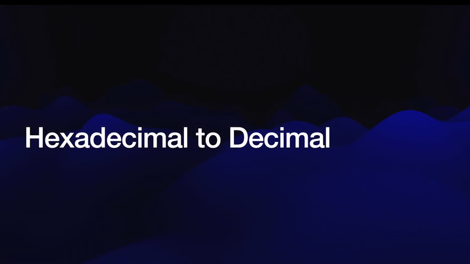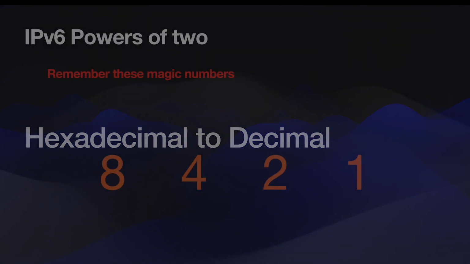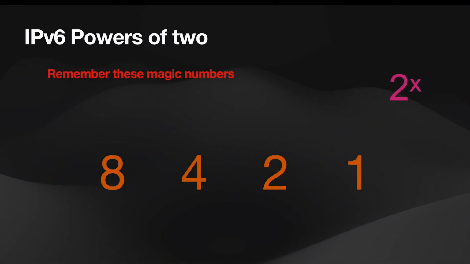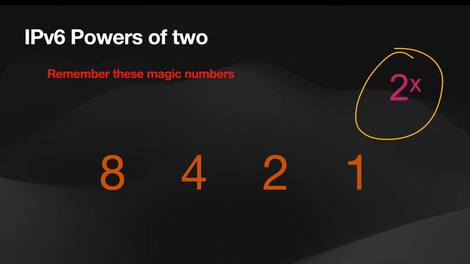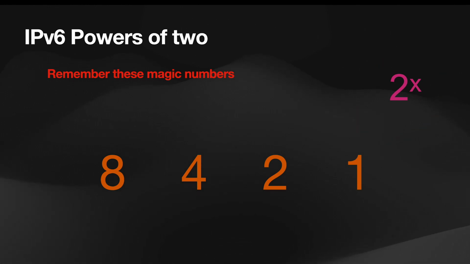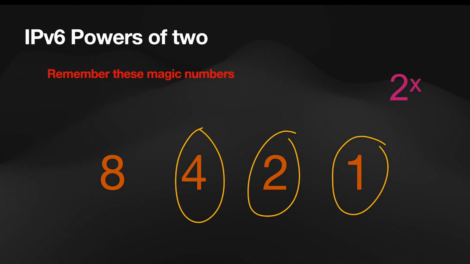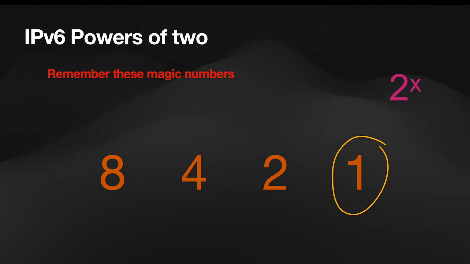All right, time to go over hexadecimal to decimal conversions. So again, we're back to our powers of 2 right here, except this time it's a little less. So we just need to remember these magic numbers. So we have 1, 2, 4, and 8. And that's all we're going to need for today.